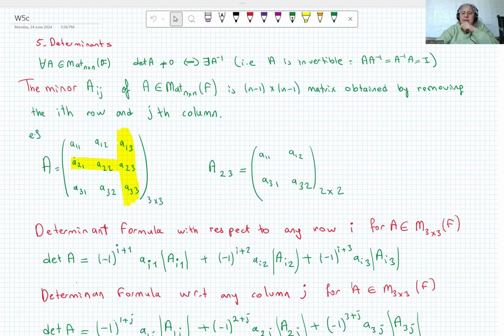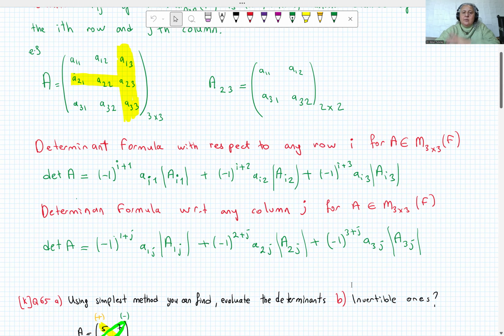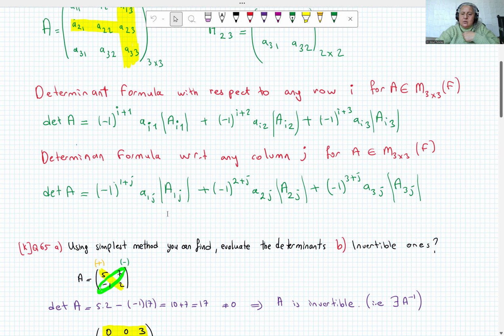If you look at the jth column, it works in a similar way, but in this case the first component changes: A1j, A2j, A3j. So this is really the 3 by 3 matrix's determinant. This is the general format. Let's do an example.